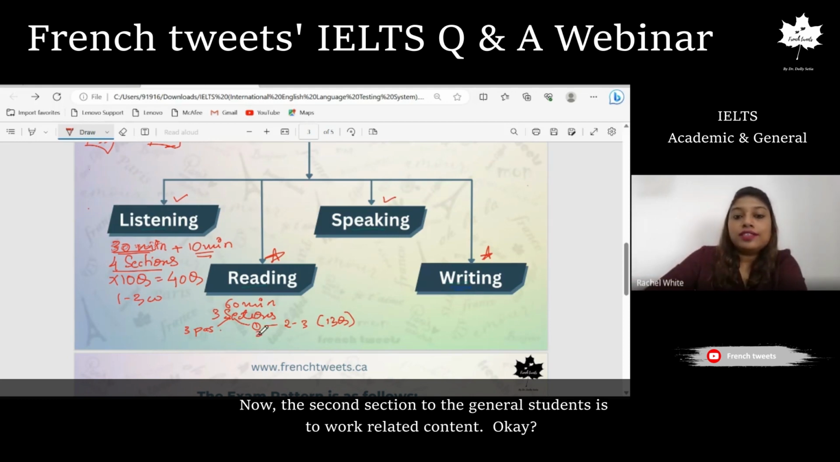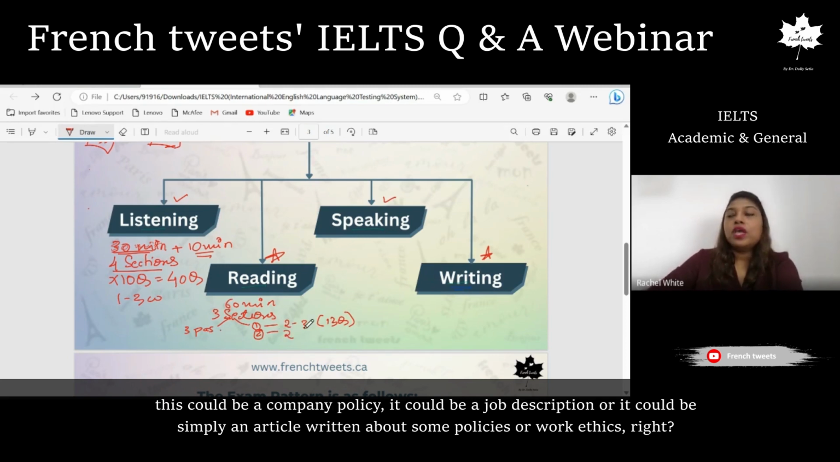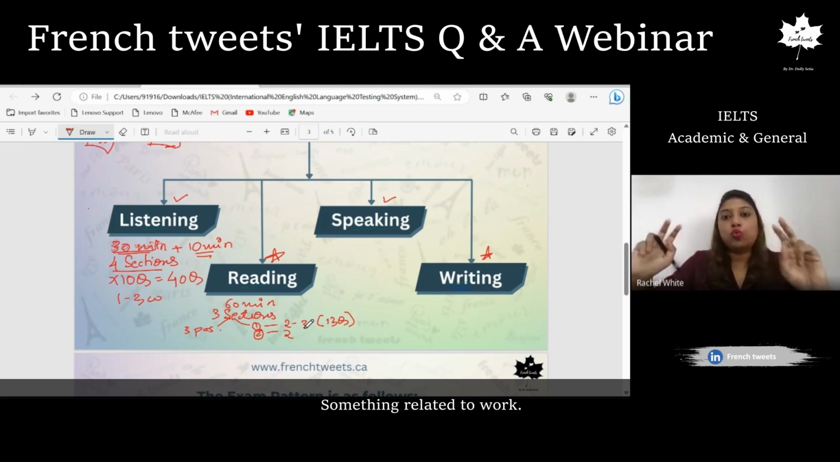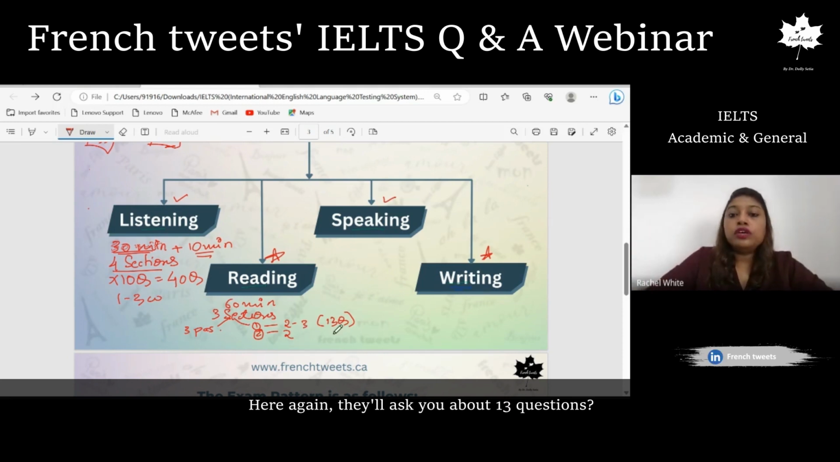Now, the second section for the general students is work-related content. Okay, now this could be a company policy, it could be a job description, or it could be simply an article written about some policies or work ethics, right? Something related to work. Here again, they'll ask you about 13 questions.